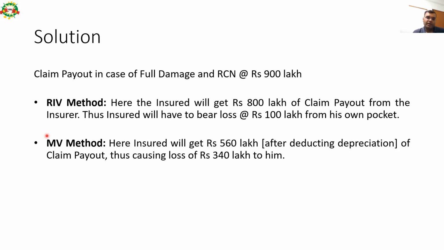So if the insured has taken a market value method policy or depreciated value policy, then the sum insured was 560 lakh rupees after deduction of depreciation. So that is the maximum amount he will get. In that case, in case of loss of the full property, the insured will get a maximum of 560 lakh rupees, equal to the sum insured, and the remaining 340 lakh rupees he has to pay from his own pocket. That means just by paying 15,600 rupees, the insured has got a larger claim amount. That is a benefit.